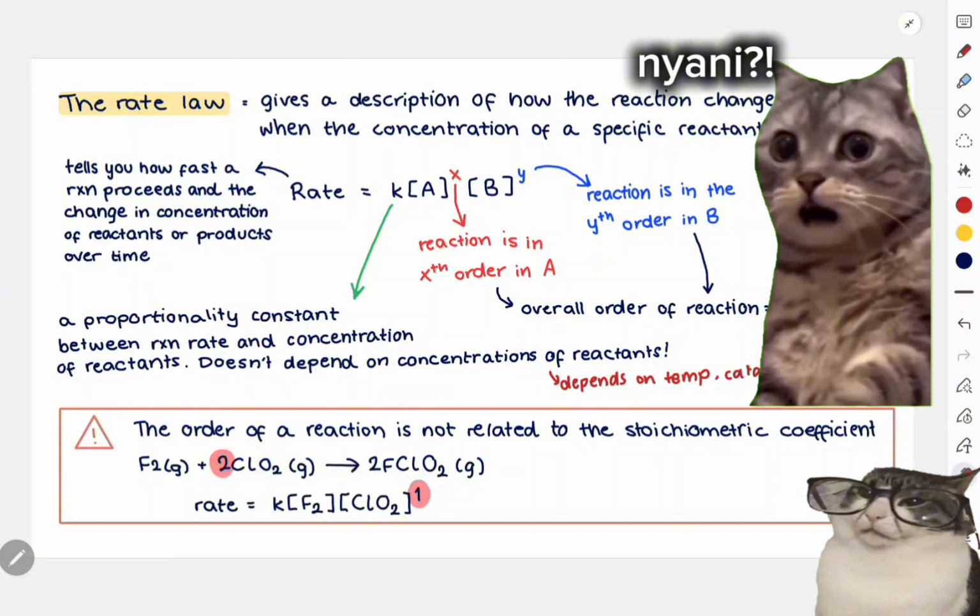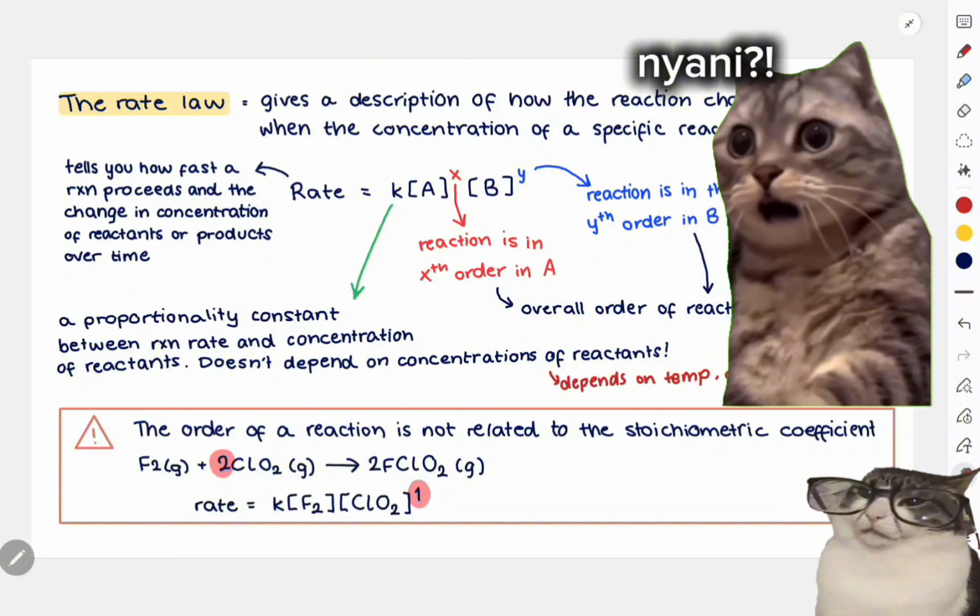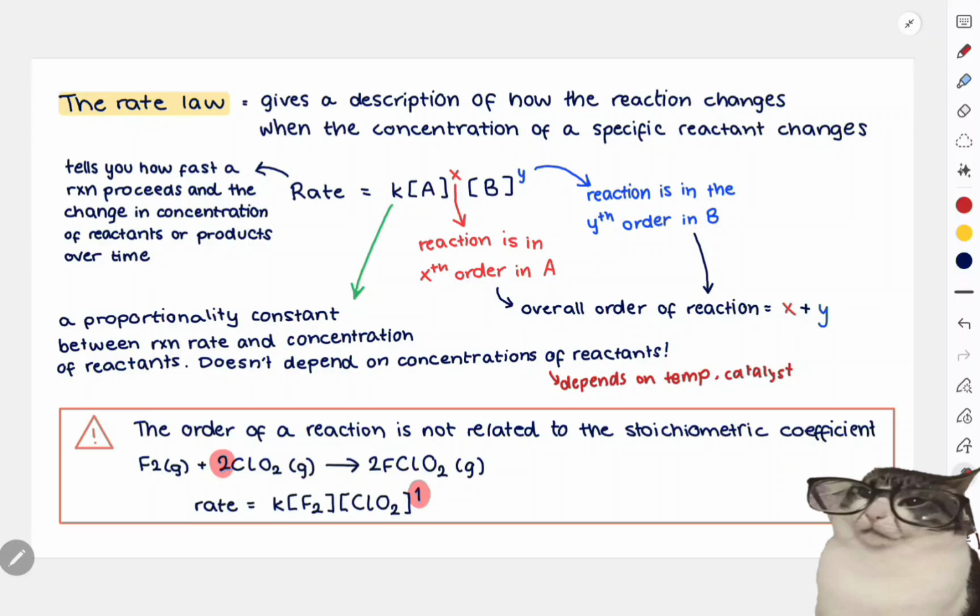Now here's something very important. The order of the reaction is not related to the stoichiometric coefficient. So for instance, we have the reaction right here. And as you can see, in front of chlorine dioxide, there's a 2. This coefficient is not the order of the reaction. This is simply the coefficient to indicate how many molecules of chlorine dioxide you have in the equation. So after calculation, the order of the reaction is 1. So it is not related to the coefficient at all.